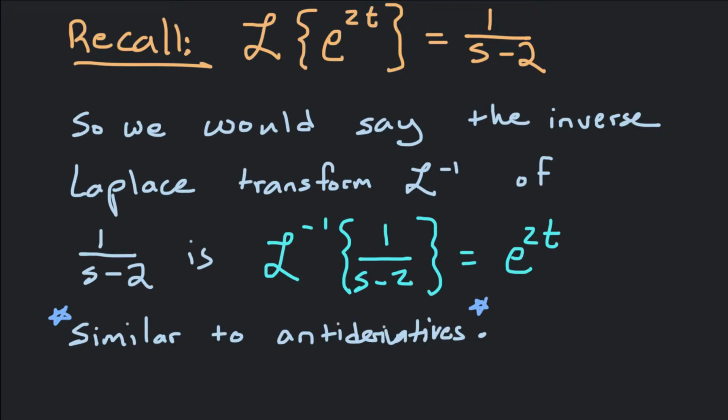If you recall that the Laplace transform of something like e to the 2t is 1 over s minus 2, then we would say that the inverse Laplace transform of 1 over s minus 2 is e to the 2t. So this idea of undoing a Laplace transform is very similar to undoing derivatives. It's just what would be the function I took the Laplace transform of to get the function that I have right now. So 1 over s minus 2 must have been e to the 2t, and I took the Laplace transform of e to the 2t to get 1 over s minus 2. So very intuitive, this idea of inverse Laplace transforms.